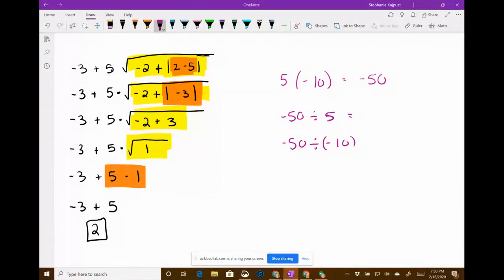So if you do -50 divided by 5, you're going to get -10. And if you did -50 divided by -10, you get +5. So by doing division with either one, you get the other number that was involved in the multiplication. So that's how you can check your multiplication to make sure you did that right, by doing the division and kind of undoing it and making sure you get back to where you started.